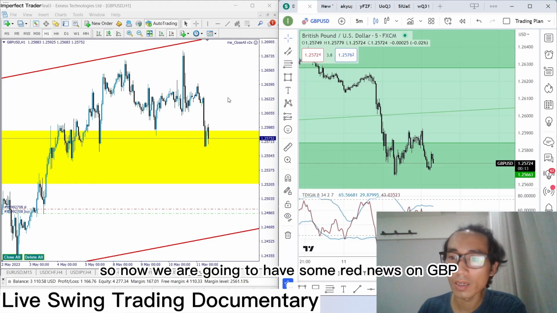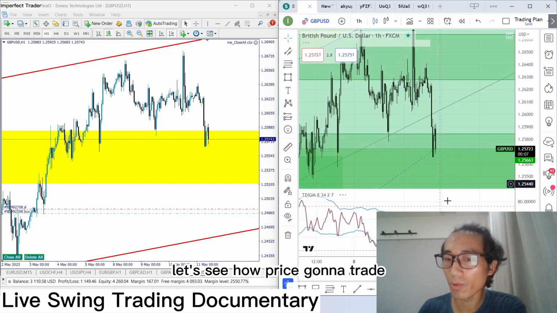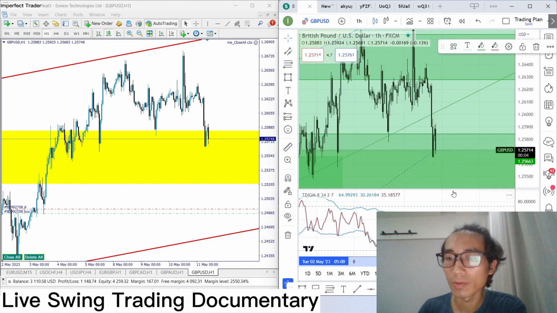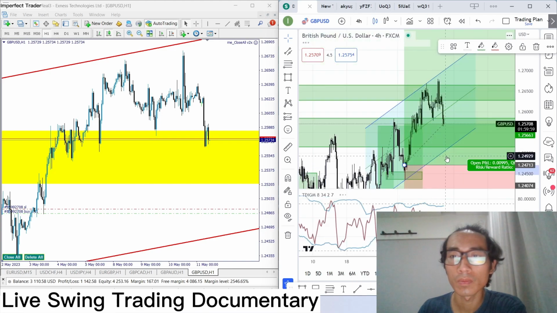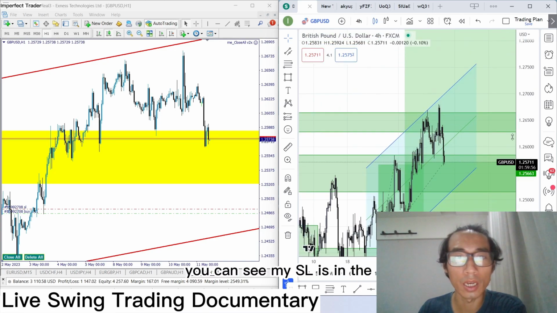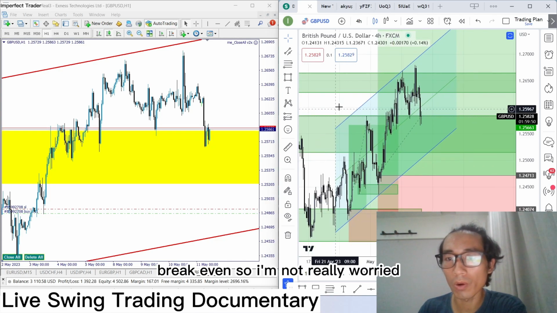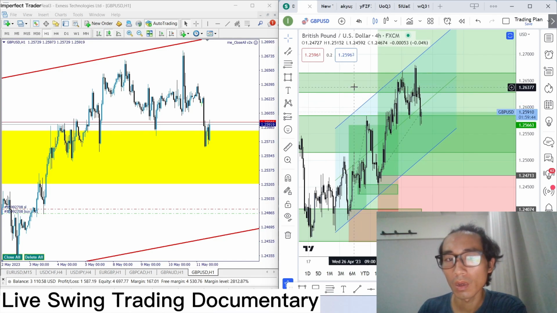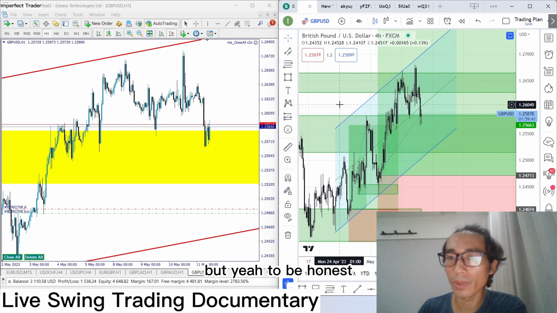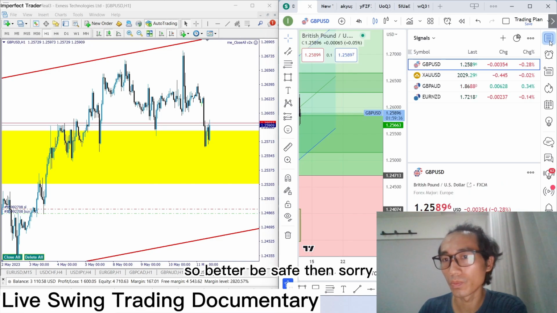Alright guys, so now we are going to have some rest news on GBP. Let's see how price is going to trade. You can see my stop loss is at break even, so I'm not really worried. I'm still bullish on GU, but to be honest, we got a lot of red news today, so it's better to be safe than sorry.